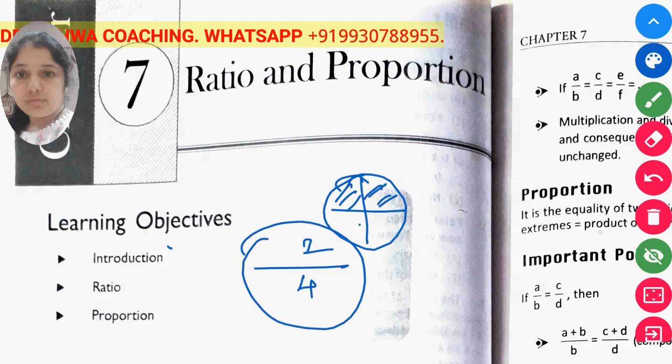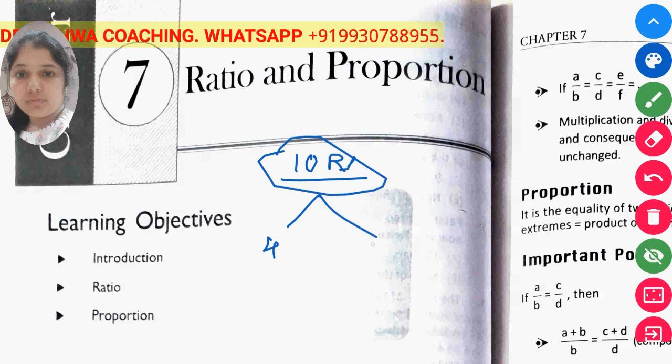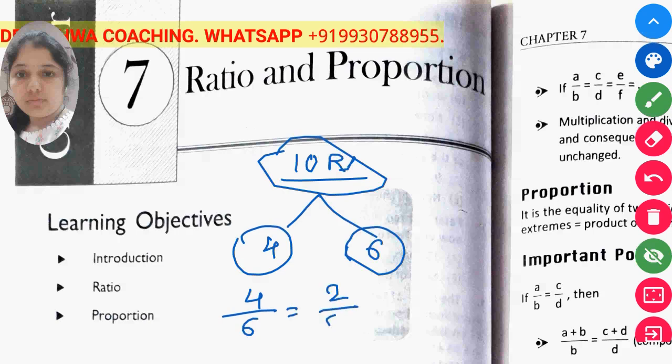But ratio is a different concept. Suppose I have 10 rupees and I have 2 kids. I gave 4 rupees to one kid and 6 rupees to the other. So what is the ratio, or the comparison, or the relation between the money they receive? It is 4/6, so 2:3 is known as the ratio.